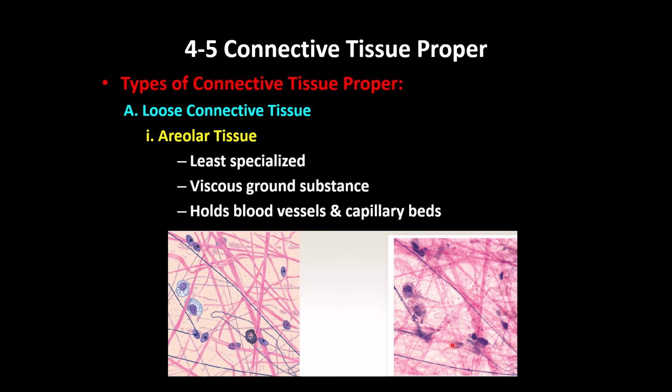And these are different types of cells that are there. Some immune cells are there, fibroblasts are there. So this is one type of loose connective tissue. The first one is called areolar tissue.